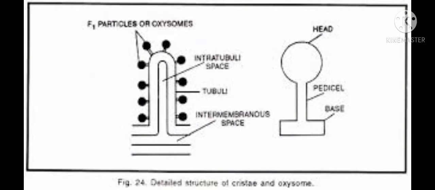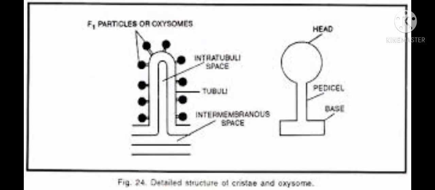The base is also known as F0. Now see the F1 portion, that is the head portion, the head of the particle, the topmost position. In that, the ETS cycle continues, that is the electron transport system. So in this portion the ETS cycle will continue. It is a very important point: the ETS cycle continues in which part? That is the F1 part of mitochondria.